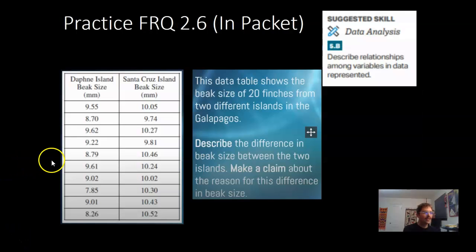All right, so this is in your packet, and the skill that we're practicing today is data analysis. And so this data table shows the beak size of 20 finches from 2 different islands in the Galapagos. Describe the difference in the beak size between the 2 islands and make a claim about the reason for this difference in beak size. So you're going to describe it and make a claim based on this data. What can you interpret?